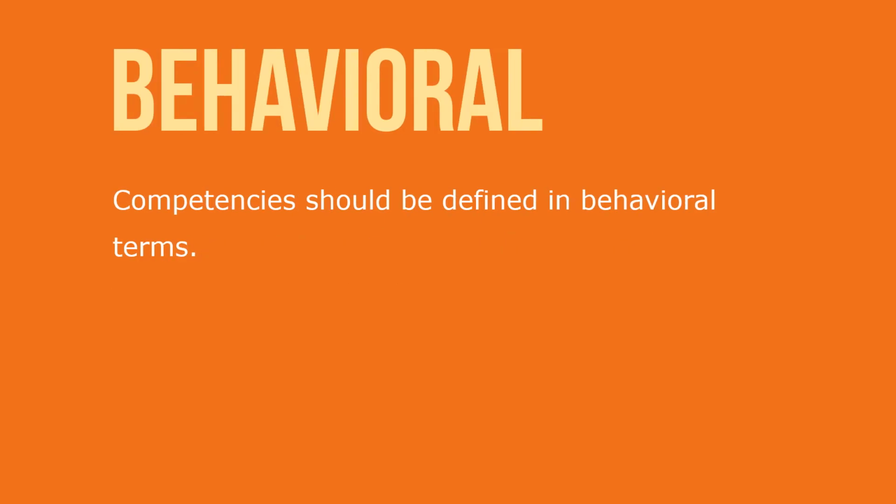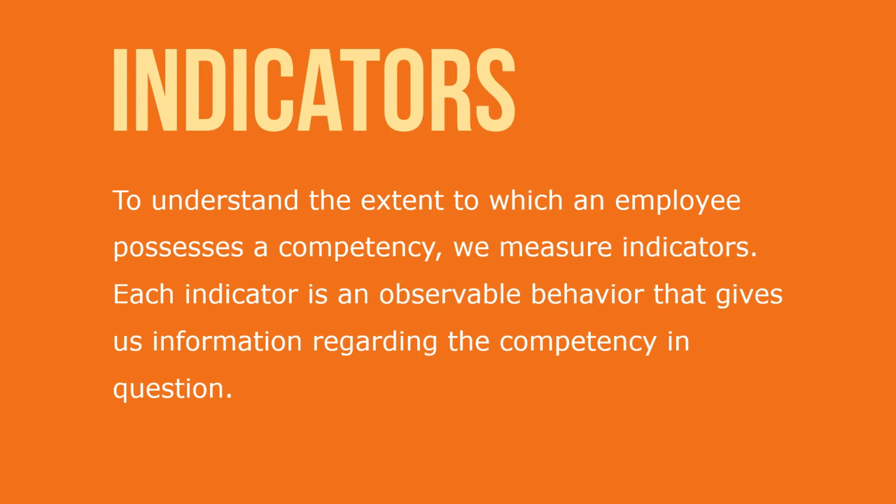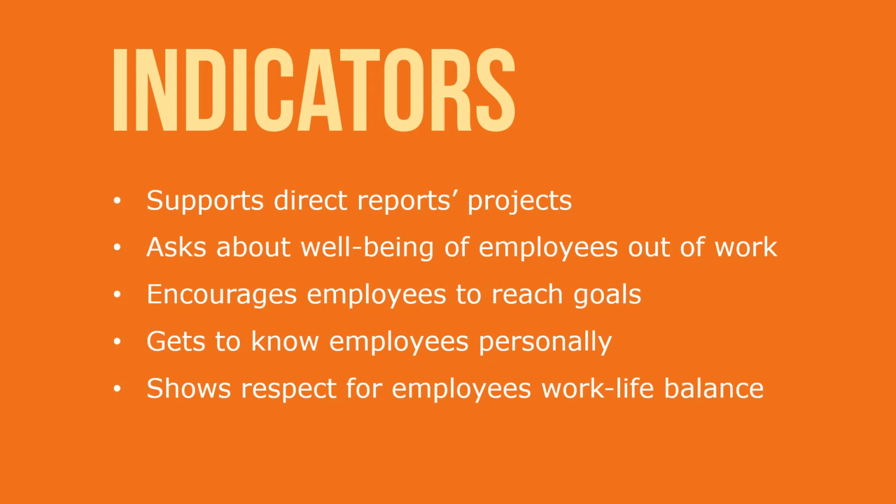Competencies should be defined in behavioral terms. To understand the extent to which an employee possesses a competency, we measure indicators. Each indicator is an observable behavior that gives us information regarding the competency in question. Five indicators whose presence would indicate the existence of a consideration competency are the following: supports direct reports' projects, asks about the well-being of employees' lives outside of work, encourages direct reports to reach their established goals, gets to know employees personally, and shows respect for employees' work and personal lives.